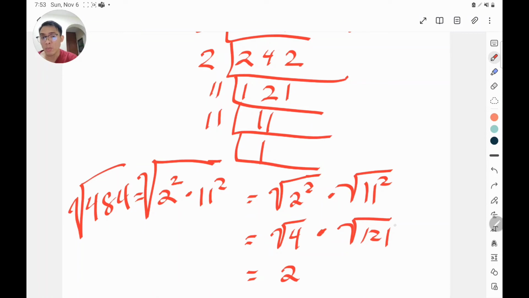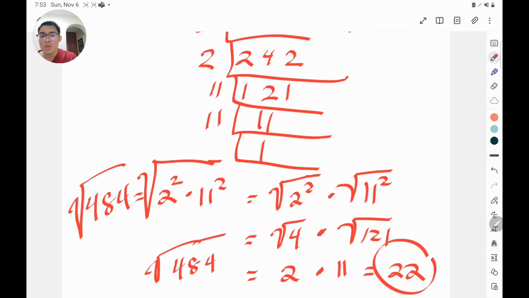And what is the square root of 121? That is equal to 11. All right, now 2 times 11 is 22. So basically, the square root of 484 is equal to 22. Now, if you have a calculator with you, you can check whether your answer is correct. Go to your calculator, put the square root of 484, and it will give you an answer of 22.